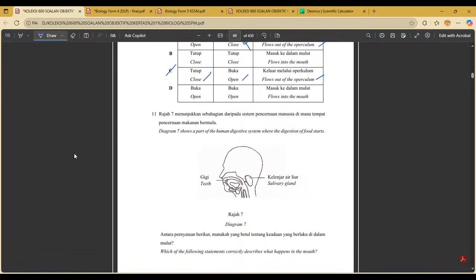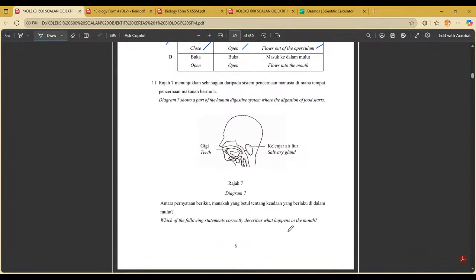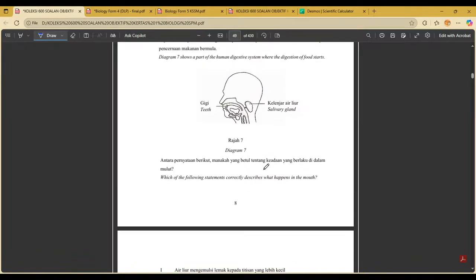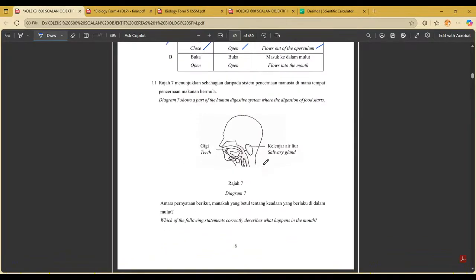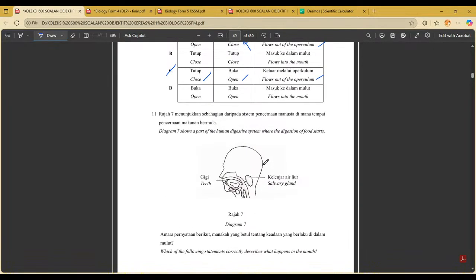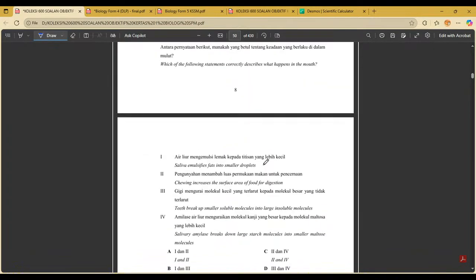Diagram 7 shows a part of human digestive system where the digestion of food starts. Which of the following statements correctly describes what happens in the mouth? So, in the mouth, it's both physical and chemical. What's it called? Physical and chemical digestion.